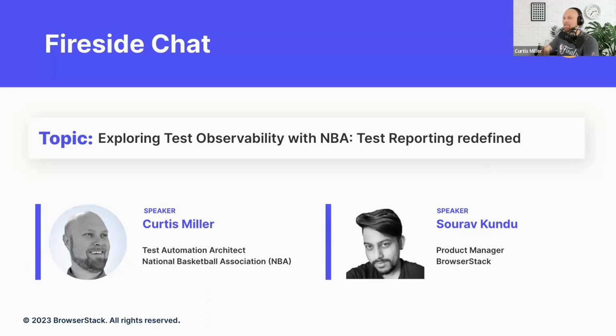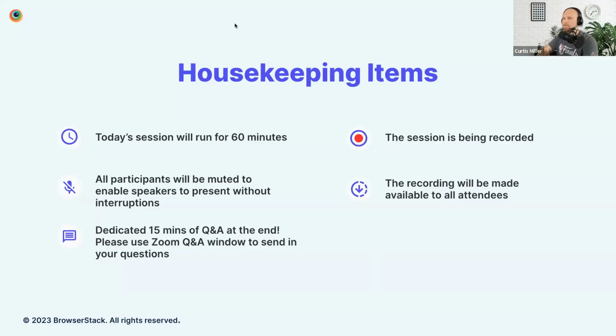Yeah, thanks, Sourav. So my name is Curtis Miller. I work at the National Basketball Association, as mentioned. I've been here a little over a year, primarily setting up all of our test frameworks, architecting out our different solutions based on different needs and product requirements that we have. And I've been in the test automation field for a little over 13 years total.